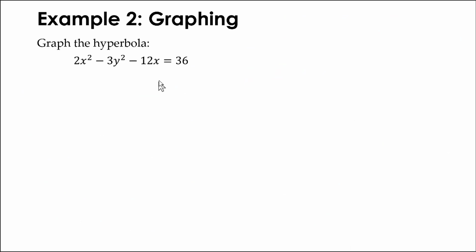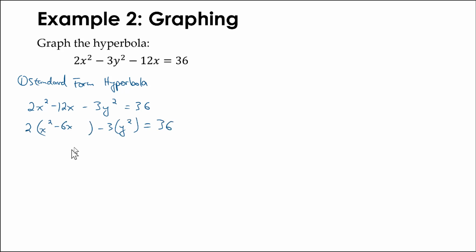First, we are given this in general form. So the first thing we need to do is rewrite our equation in standard form, okay? And we know it's a hyperbola, so that kind of helps us out. But first thing we need to do is rearrange this. Okay, so we have our 2x squared minus 12x minus 3y squared equals 36. And then we can go ahead and factor out a 2 here from our x's. And then I'm going to factor out this 3 from our y squared.